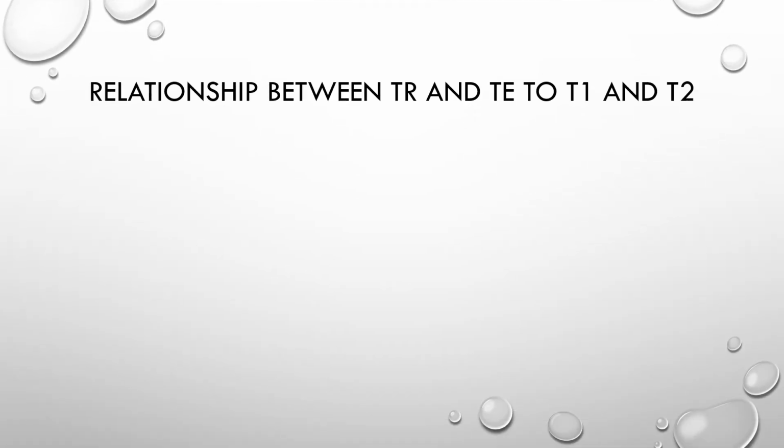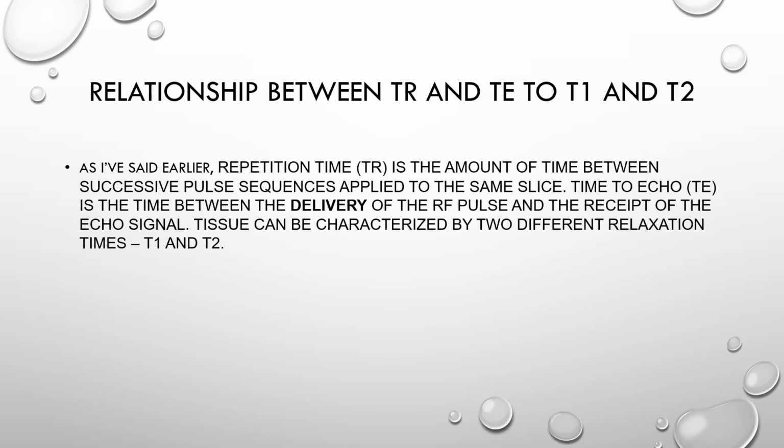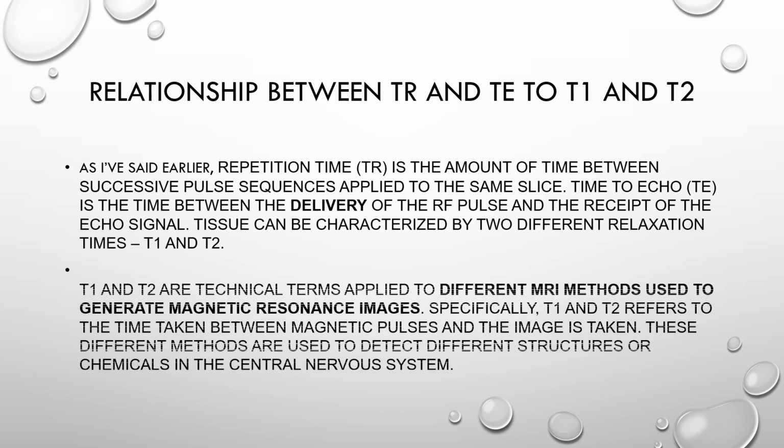Second, the relationship between TR and TE to T1 and T2. As I've said earlier, repetition time or TR is the amount of time between successive pulse sequences applied to the same slice. Time to echo or TE is the time between the delivery of the RF pulse and the receipt of the echo signal. Tissue can be characterized by two different relaxation times, T1 and T2.